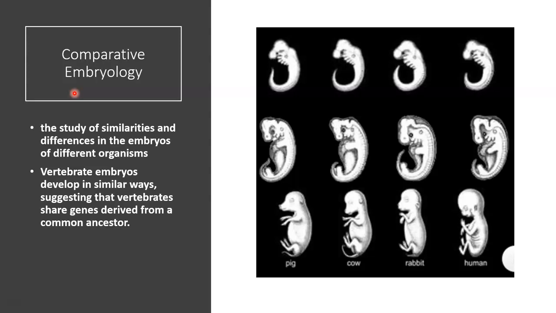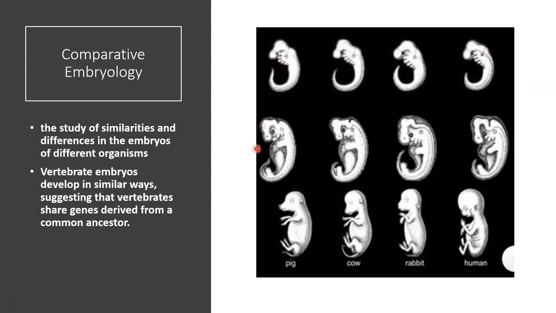Vertebrate embryos develop in similar ways, suggesting that vertebrates share genes derived from a common ancestor. Vertebrates, right, those are animals like us that have backbones. And you can see that at early stages of development, the pig, the cow, the rabbit, and the human, this is an early embryo, they all look very similar.